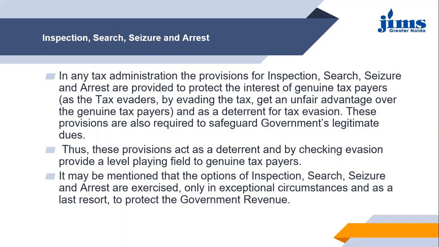So it is the first step in taking any action against the taxpayer, that is, to get its accounts inspected, get its place of business inspected, and accordingly take actions for the revenue loss. So let us take up the inspection first.